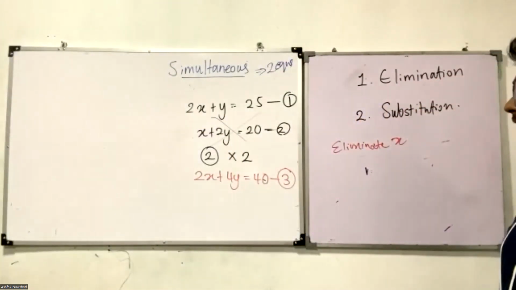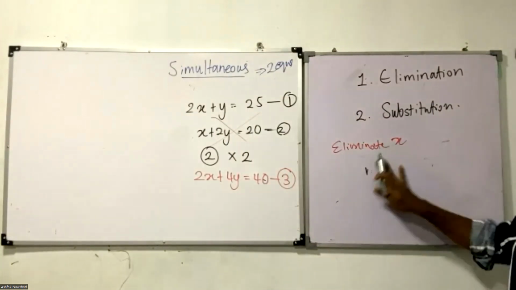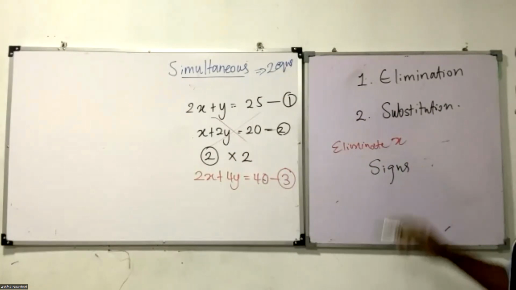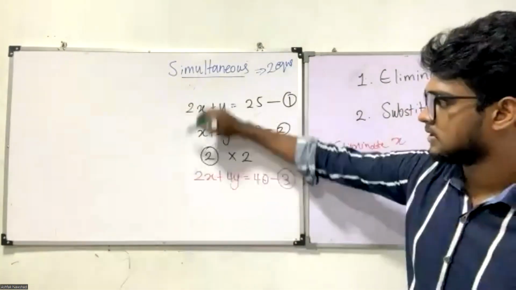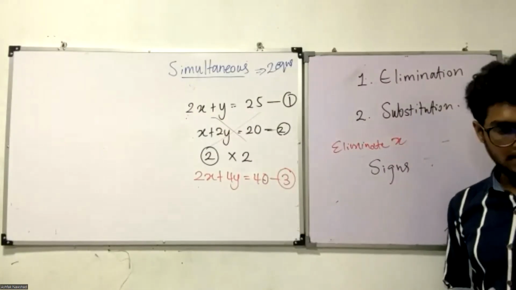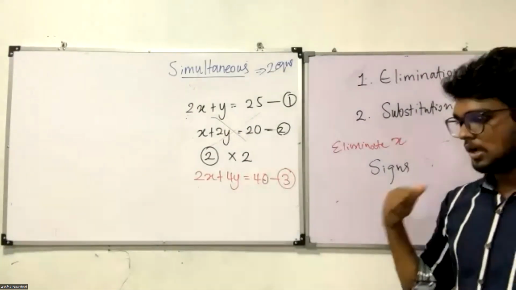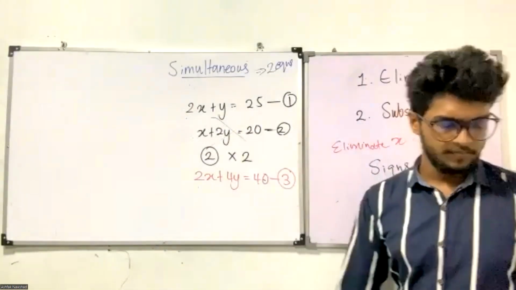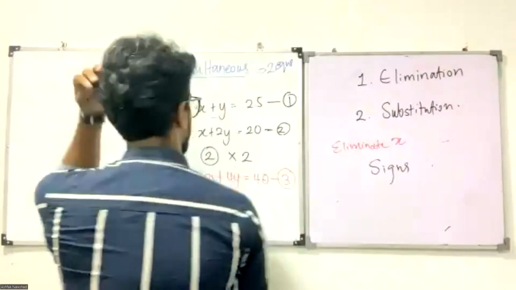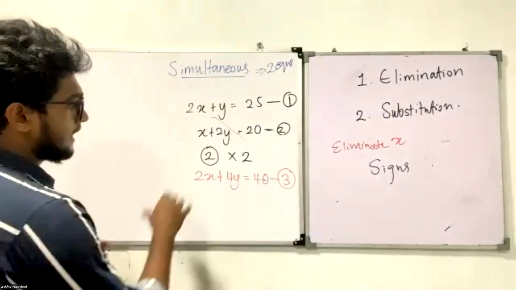Now we have to see the signs. The coefficients are equal, done. The third step is to check the signs. What can you say about the signs of these two? The signs are same. If the signs are same, are we going to add or subtract? We are going to subtract. Yes. The signs are same, so we are going to subtract.